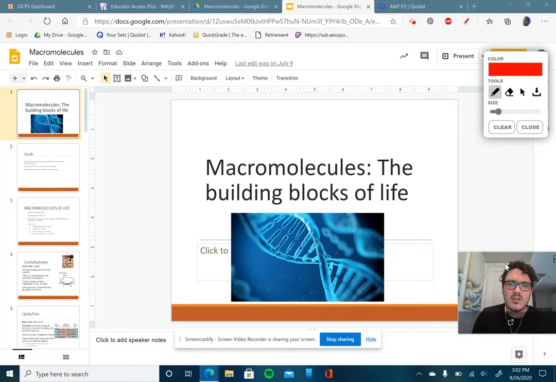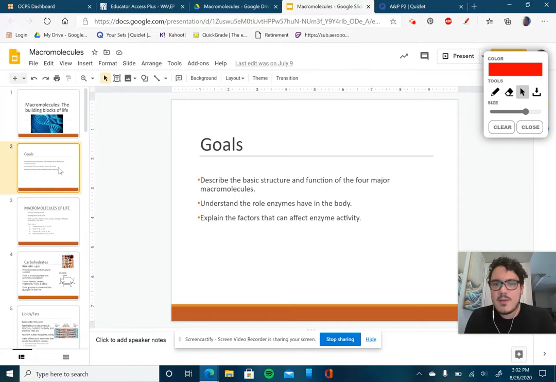So what are the goals for this unit? The goals for this unit: describing the basic structure and function of the four major macromolecules. That is definitely the major goal. Understanding the role enzymes have in the body and explaining the factors that can affect enzymatic activity. So if there's two goals related to enzymes, obviously they're important. We're going to talk a lot more about enzymes in the digestive system, but if you've taken biology or chemistry, you should be familiar with them, no doubt about it.